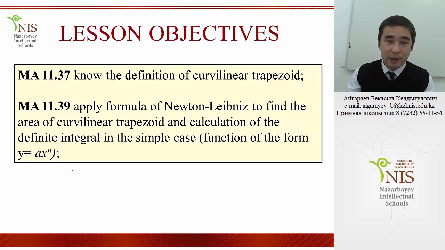So, lesson objectives. We have 2 lesson objectives today. 1137, know the definition of curvilinear trapezoid. And the second one, 1139, apply the formula of Newton-Leibniz to find the area of a curvilinear trapezoid and calculation of their definite integral in the simple case of a function of the form y equals ax to the power of n.